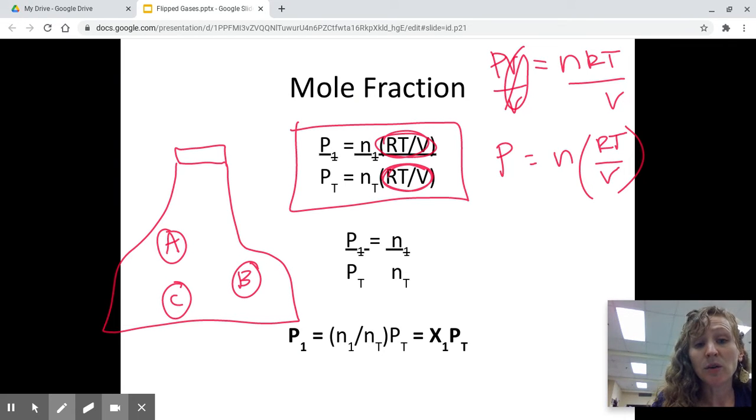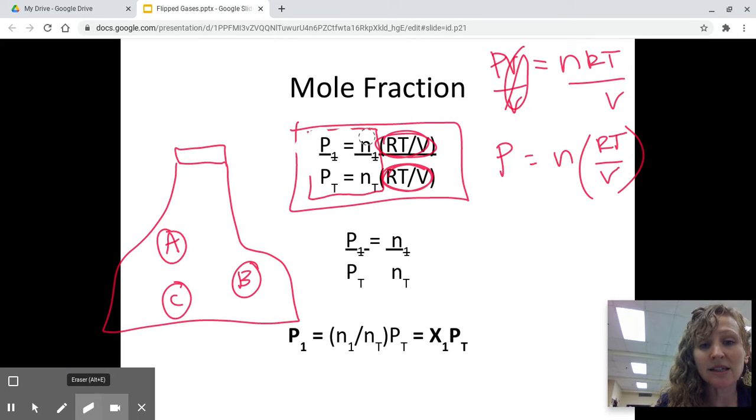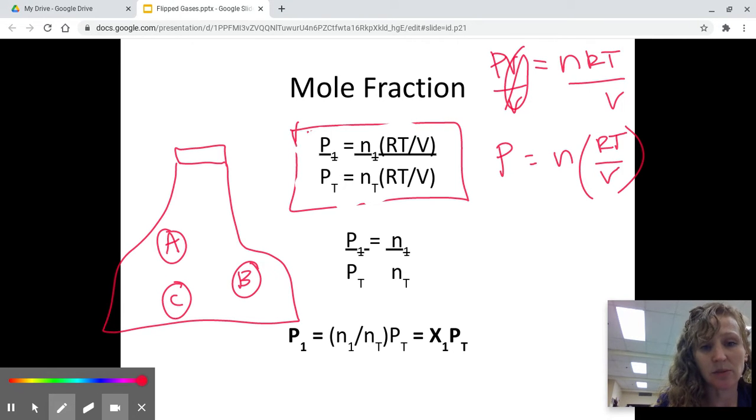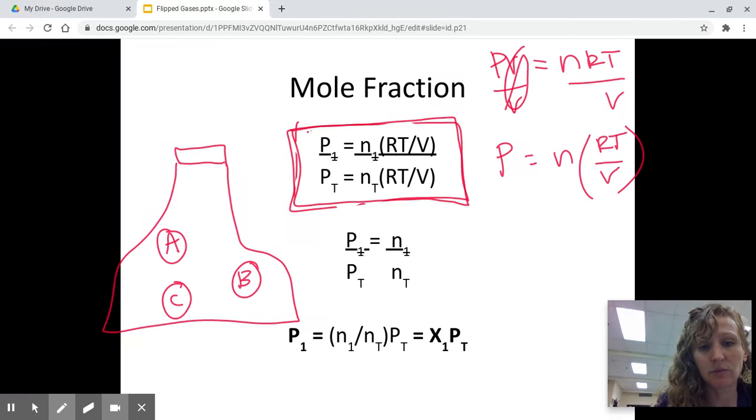And then what you have here is pressure and moles for one specific gas over pressure and moles total. So when you're looking at this equation, can you simplify it? Can you simplify that equation that is boxed over here in that pinkish color?